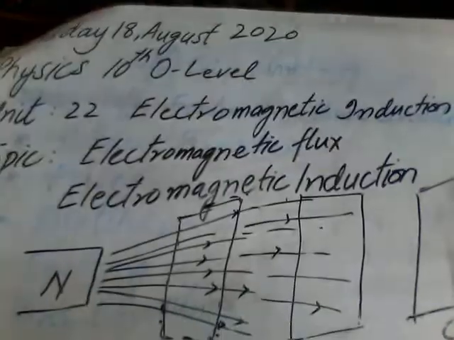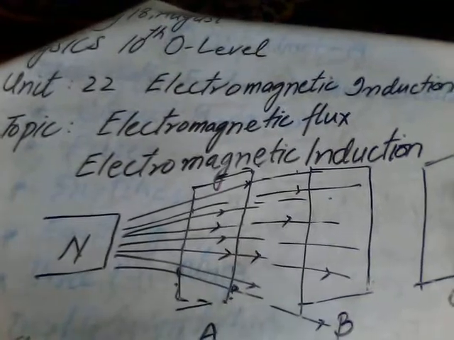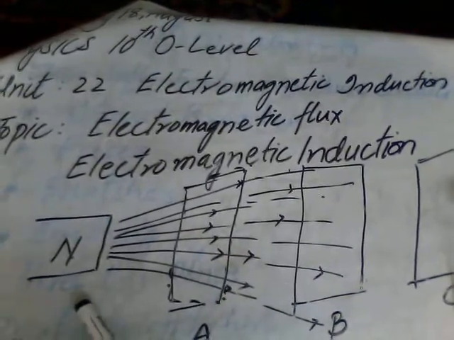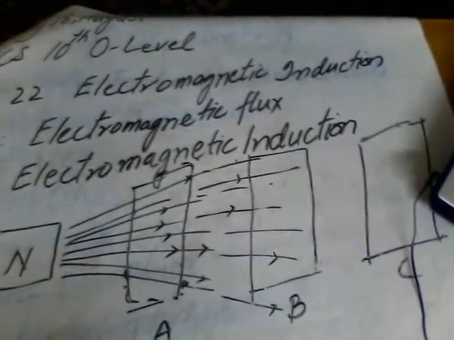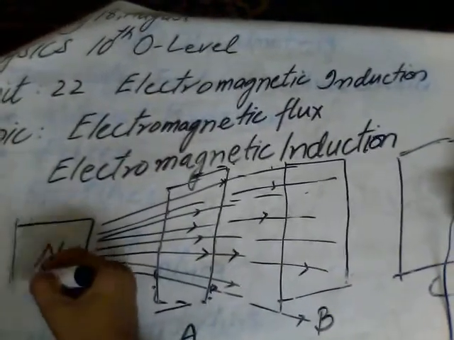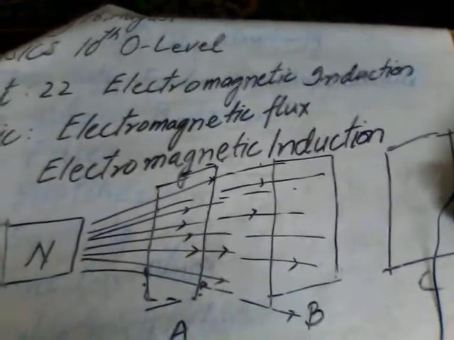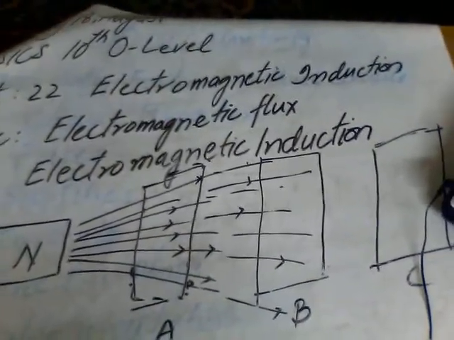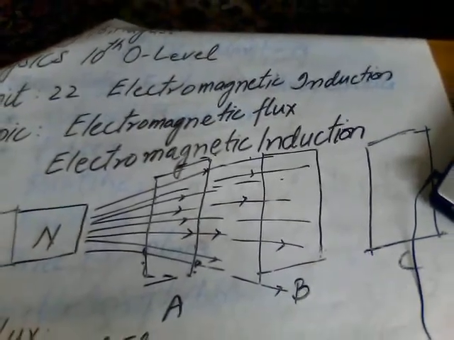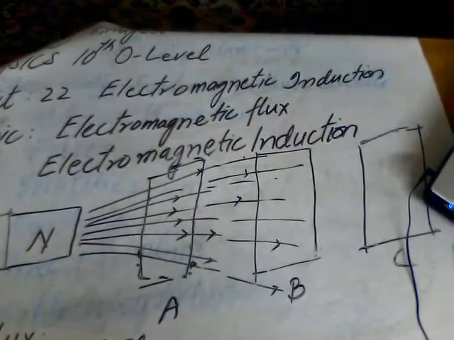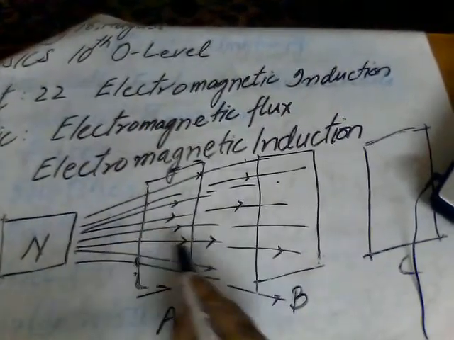In the figure, there is a magnet. It is a complete magnet with north and south; I have just shown one end. It may be the south or it may be the north. Here we have shown the magnetic lines of force.